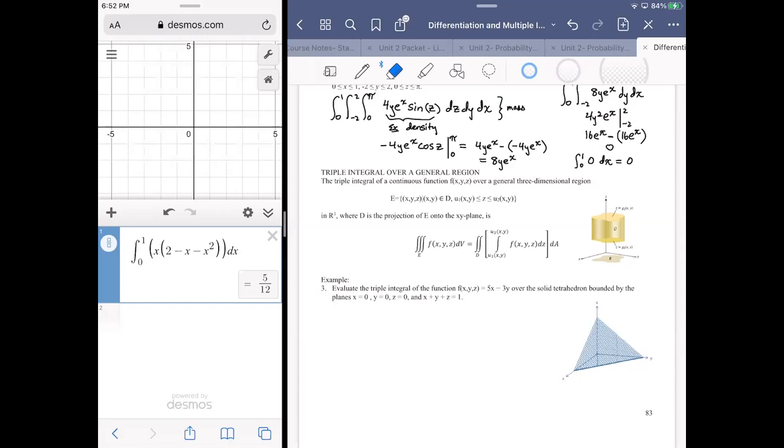Evaluate the triple integral of the function over the solid tetrahedron bounded by the planes x equals 0, y equals 0, z equals 0, and the plane x plus y plus z is equal to 1.